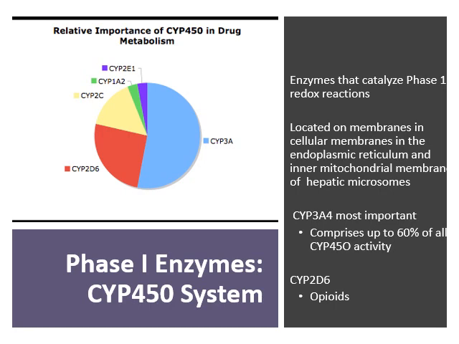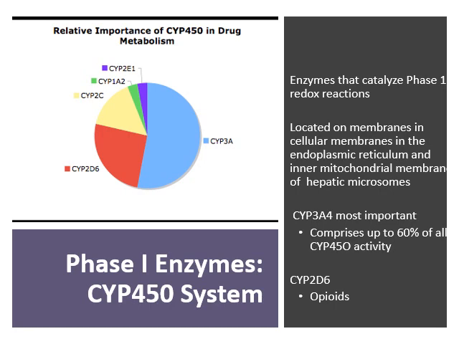Okay, cytochrome P450 system, so your phase 1 enzymes and some of your phase 2 enzymes. They catalyze the phase 1 reduction-oxidation, the redox reactions. They are located on membranes of the hepatic microsomes, the cellular membranes of the endoplasmic reticulum, and the inner mitochondrial membrane. CYP3A4 is the most important. It comprises up to 60% of all cytochrome P450 activity. So again, CYP3A4, most important.